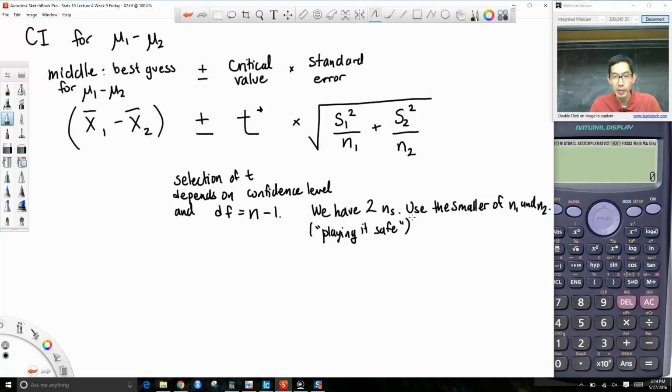Other textbooks might say do n1 plus n2 minus 2, and that would be the most liberal degrees of freedom. The true number of degrees of freedom is almost always between those two extreme bounds, where n minus 1 is the fewest degrees of freedom you could possibly have, and n1 plus n2 minus 2 would be the most. The actual degrees of freedom is probably somewhere in between, but it's hard to determine, so we just say use this, okay?